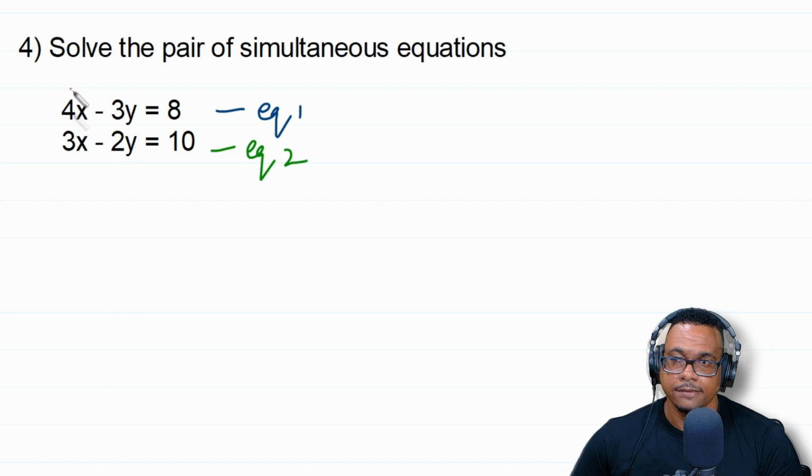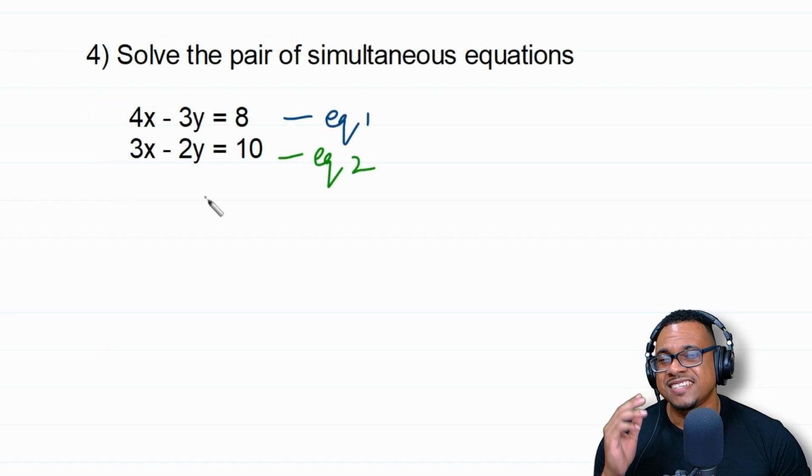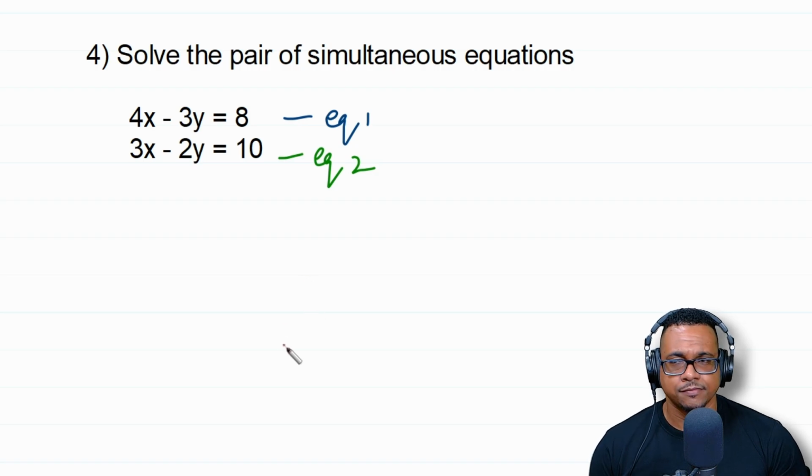Now let's see. We have 4x and 3x. So the coefficient of x here is 4 and the coefficient of x here is 3. They're different. So there's no way to get 0 if you add 4 and 3 or take away 4 and 3. If you look at the y's, the coefficient of y here is -3, and the other one, the coefficient of y is -2. There's no way to get 0 if you add -3 and -2 or subtract -3 and -2. So what do we do? Well, I have a simple method for handling that.